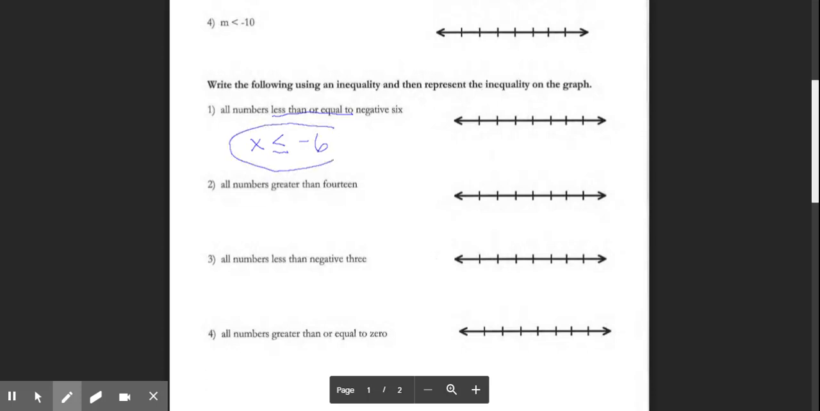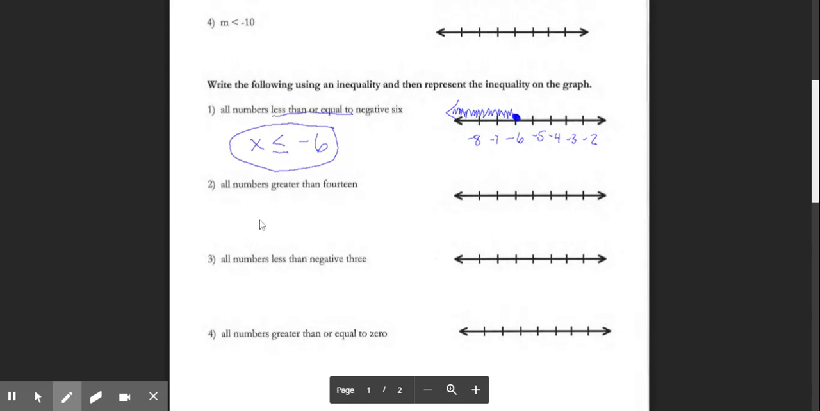So that's the inequality. To graph that, I need to pick a spot to be -6, and I need to fill out the rest of the number line with some numbers that are bigger and some numbers that are smaller. Because it can be equal to -6, that means -6 is part of the solution. So I'm going to use a filled in closed dot on -6. And then I want all the numbers less than -6, so I will shade everything to the left-hand side, all the way till the end and put an arrow.